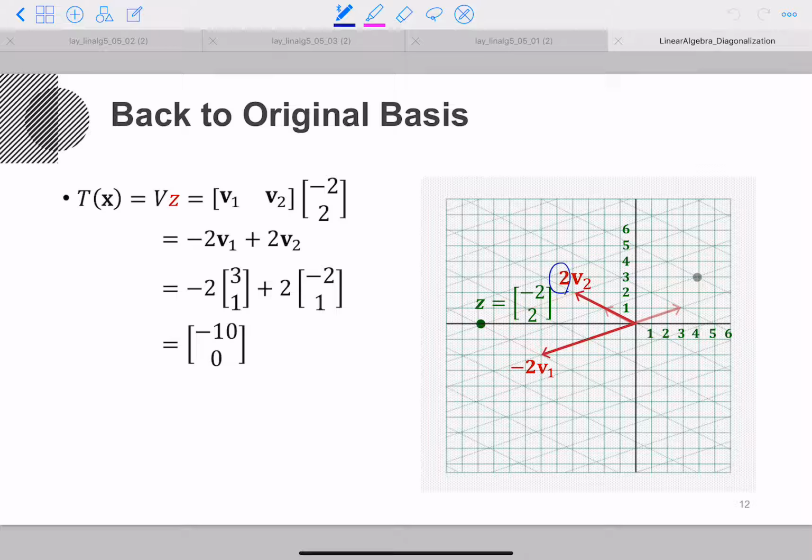So once obtaining these 2 coordinates, we have V2 times 2 and V1 times -2, and then we reconstruct this point as the standard basis of 1, 0 and 0. So this is the final, or the third step.